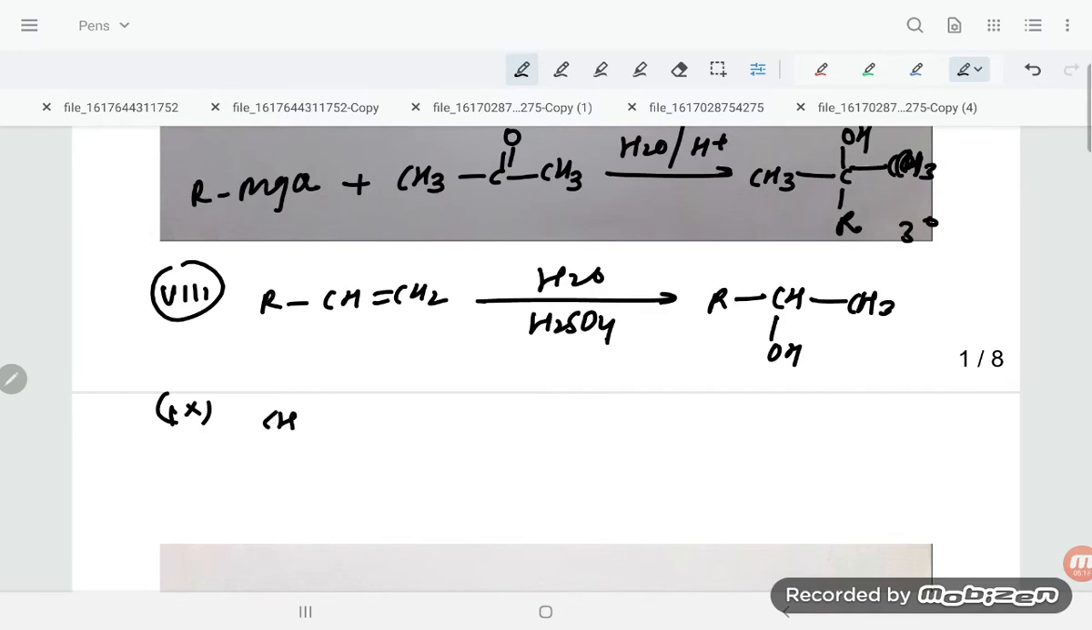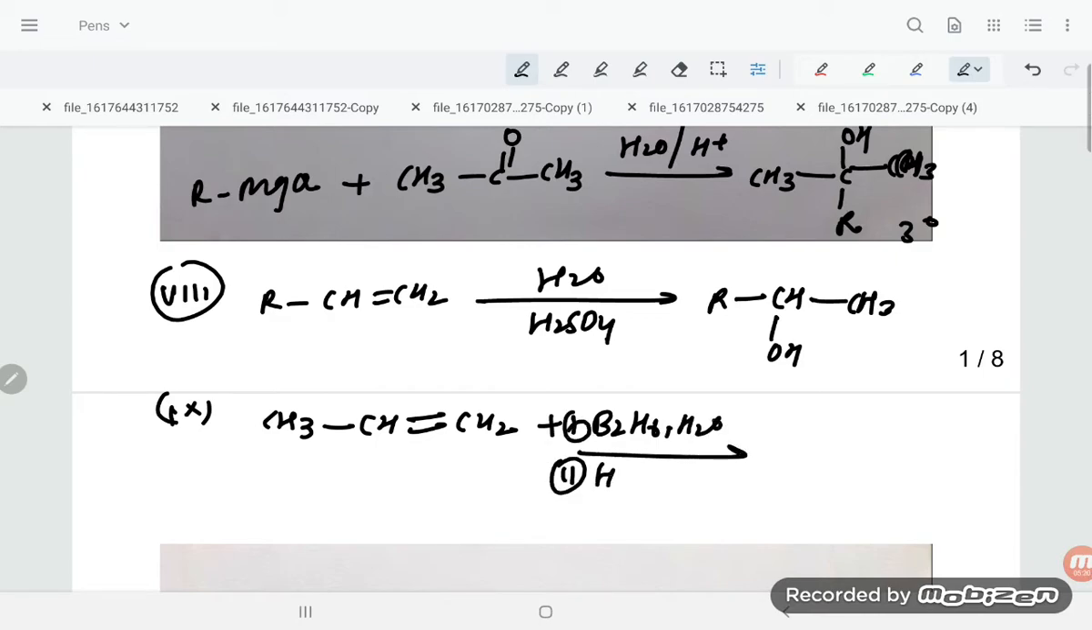Here CH3 is there, CH double bond CH2, and you are adding B2H6, in the presence of H2O, followed by H2O2. So that is a 1 degree alcohol you will get, students, by the hydroboration oxidation reaction. So this is the method.